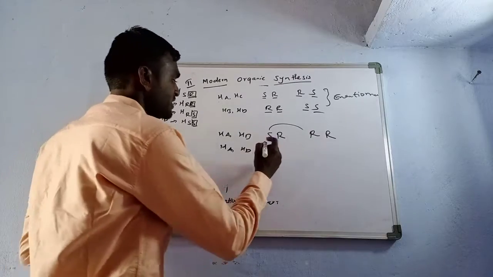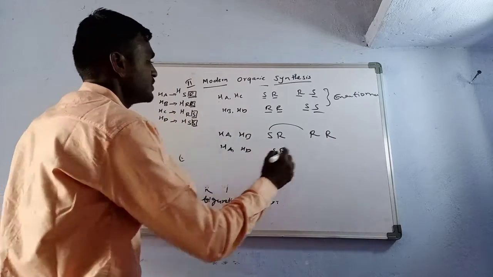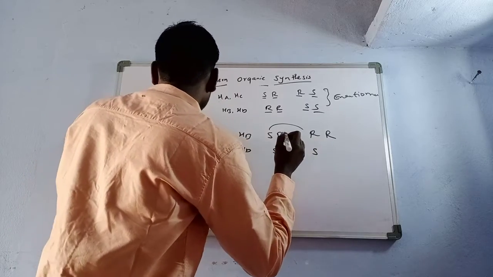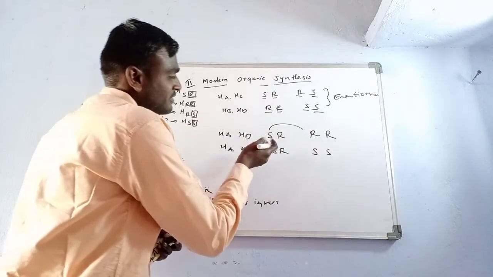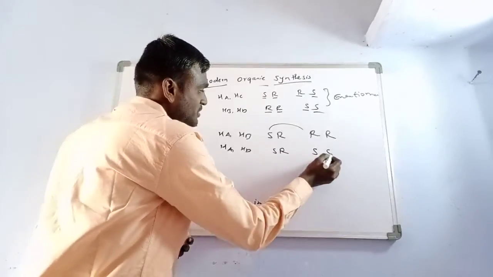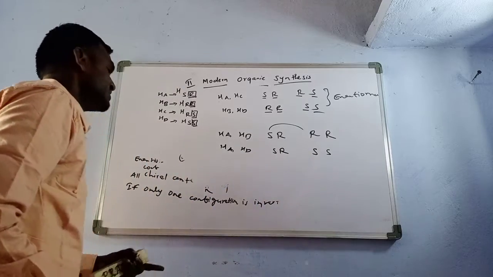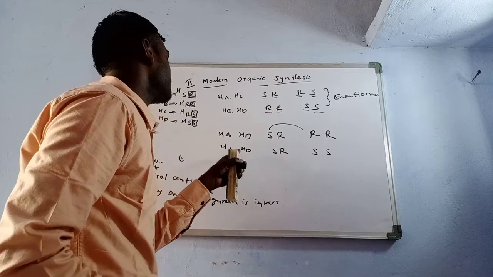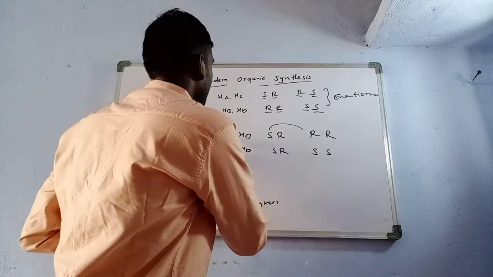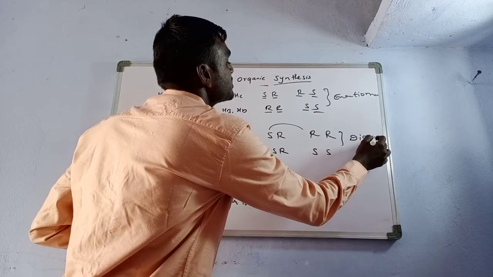HA and HD. For the HA group there is an S R configuration. For the HD group, not a molecule, this is the group, right? So for this, the R configuration will be changed. Only one of the chiral center configurations is inverted. So HA and HD have a diastereotopic relationship.